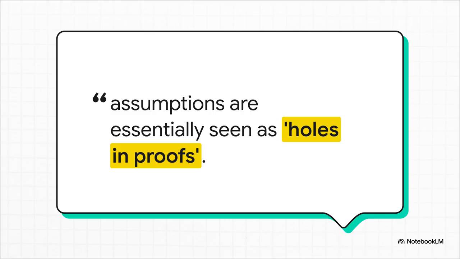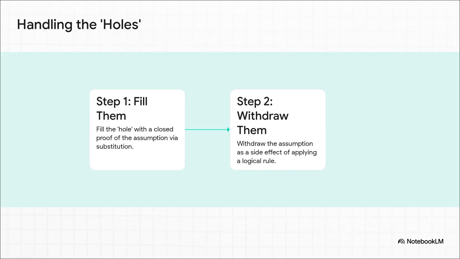Just picture it. Your argument is this solid, logical structure, but everywhere you used an if, everywhere you made an assumption, there's a gap. A hole that needs to be dealt with before your proof is complete. So you've got these holes. What do you do? Well, you've basically got two options. Option one, you fill the hole. If you can cook up a separate, solid proof for your assumption, you can just plug it right in. Simple. Option two is a bit more subtle. You withdraw the assumption. Certain logical rules let you neatly package up the if part of your argument, which makes the hole just kind of vanish.